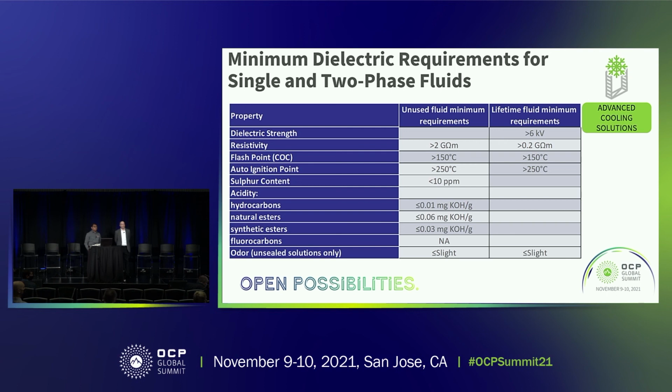So what are the health effects, let's say, or effects on the hardware if you have somewhere around 20 ppm of sulfur?